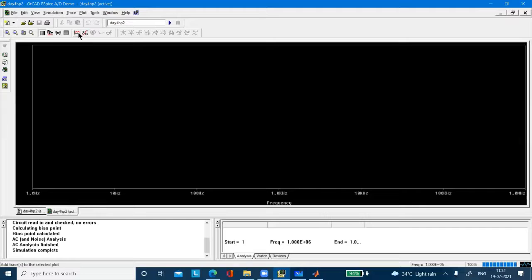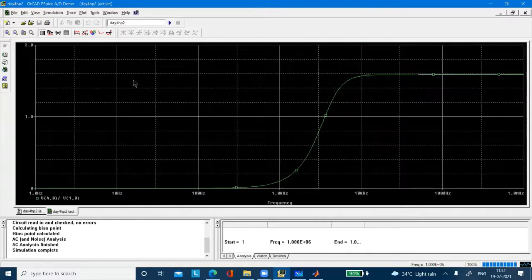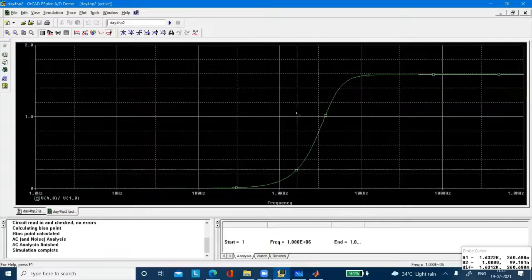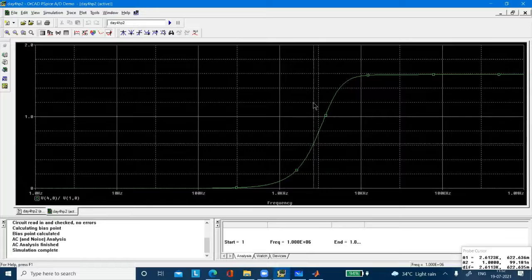Then go to add plot and select output by input, the gain. This is the value of gain, output by input. So you can find the cutoff frequency. Cutoff frequency is approximately 4 kilohertz. Select the scale, move the scale and find the point. It's approximately here.